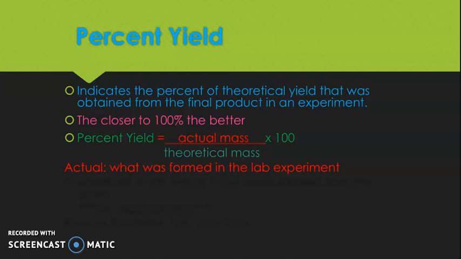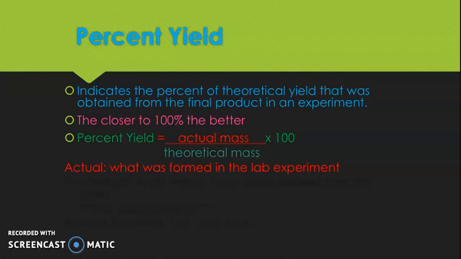The formula we use for percent yield is your actual mass, what you got in the actual experiment when you did it, divided by your theoretical mass. Remember, theory is something that in theory should happen. So your theoretical mass is what you should have gotten when you did all your calculations. You know you should have gotten this much.